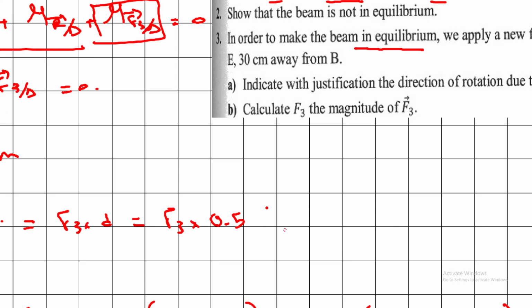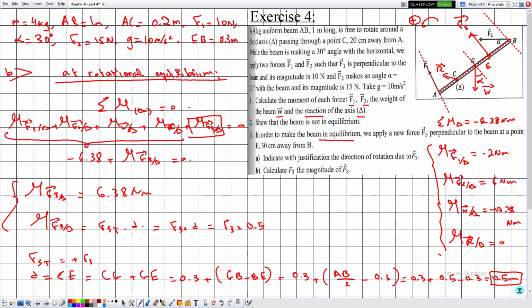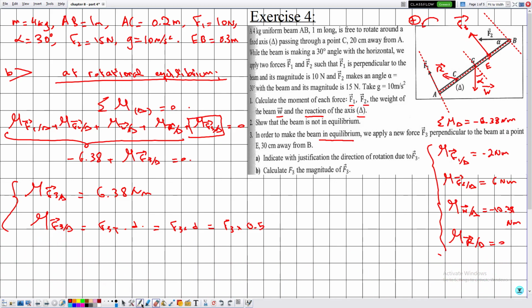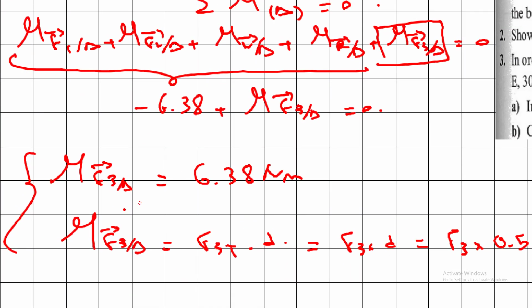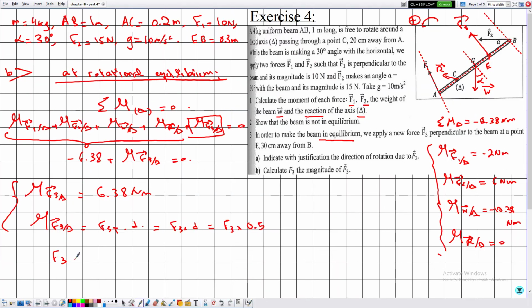Now here I didn't place any unit because it is expressed in terms of another quantity. Now recall that we are interested in determining the magnitude of F3. So comparing these numbers, because they are equal, we get that F3 multiplied by 0.5 is equal to 6.38. Then F3 is given by 6.38 divided by 0.5, then it's given by 12.76. Everything is expressed in the SI, so the value of F3 will be in newtons.